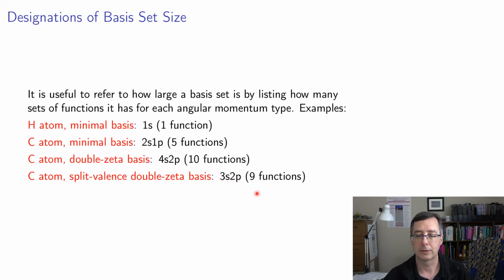So there are 3 s functions, 1 for your core and 2 for the valence, and 2 sets of p's for 9 functions. And really, to get this number of functions, you just take each number and then multiply it by how many functions are inside your symbol. So an s has 1 function, so 3 times 1, plus a p is a set of 3 things, so 2 times 3 is 6, plus the 3 I had before gives me 9.